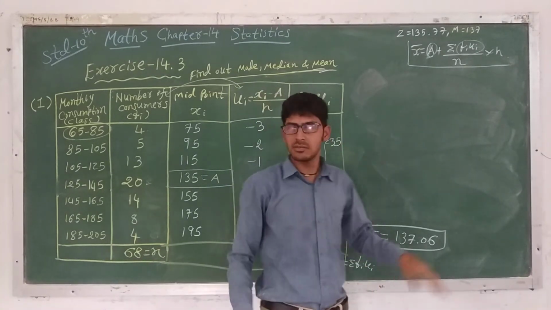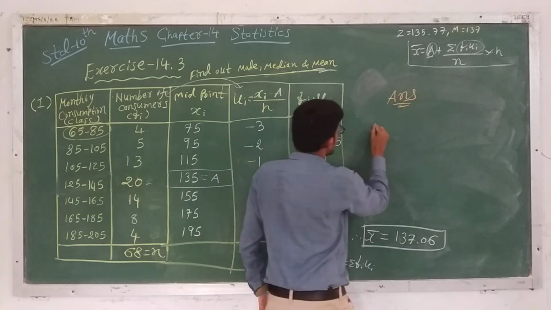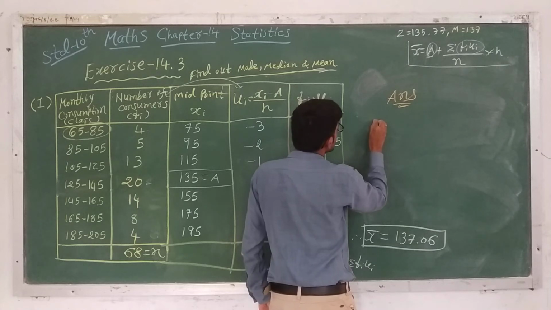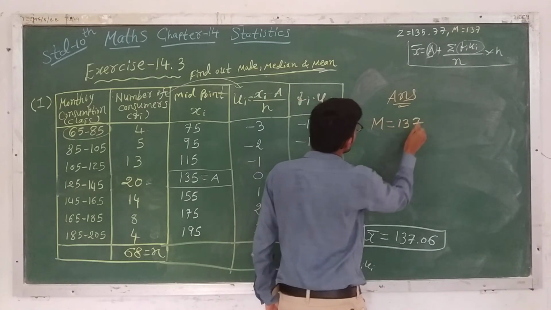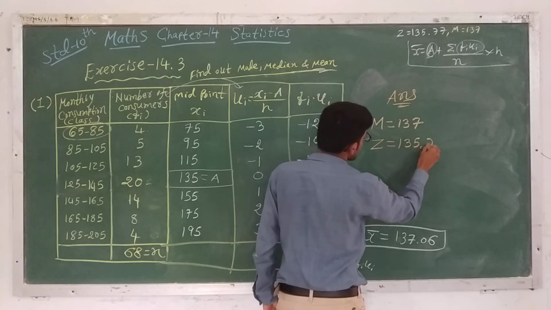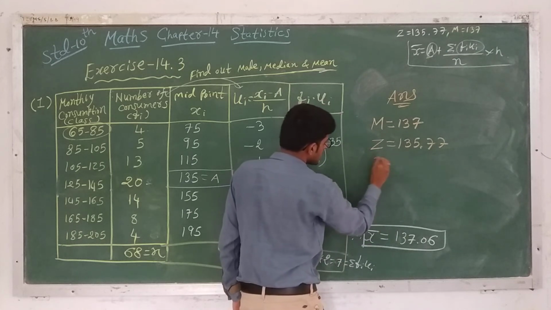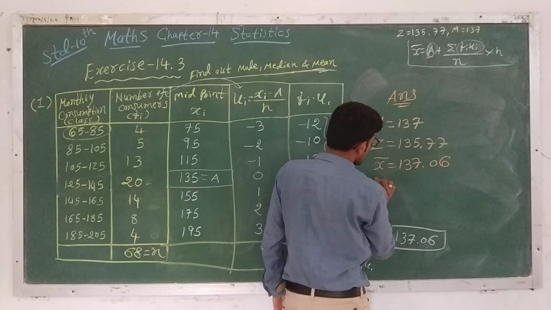So the final answer of question number 1 is: median is equal to 137, mode is equal to 135.77, and x bar is equal to 137.06.